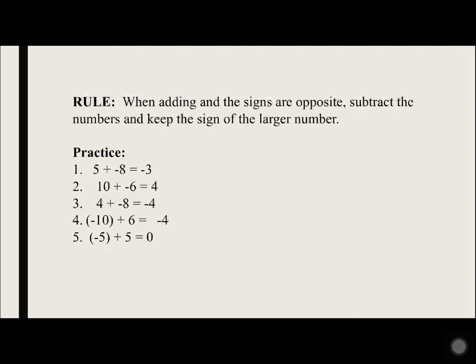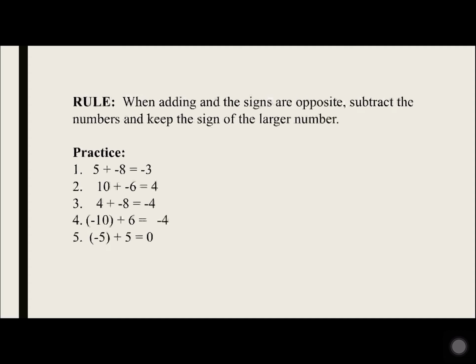Number 2, 10 plus negative 6 equals 4. 10 minus 6 is 4. 10's the bigger number. Number 3, 4 plus negative 8 equals negative 4. 4 plus negative 8. The signs are different, so subtract. 8 minus 4 is 4. But the negative is with the bigger number, so keep the negative. You keep the sign of the bigger number.